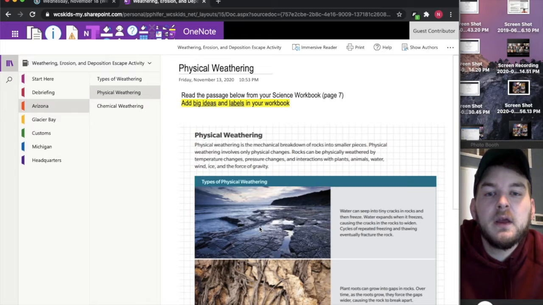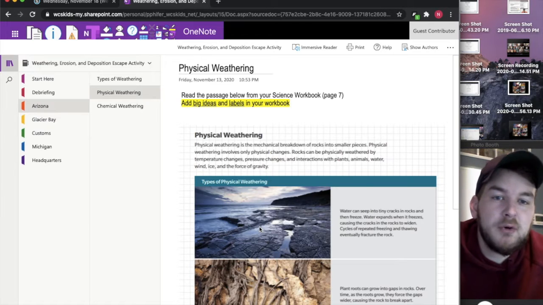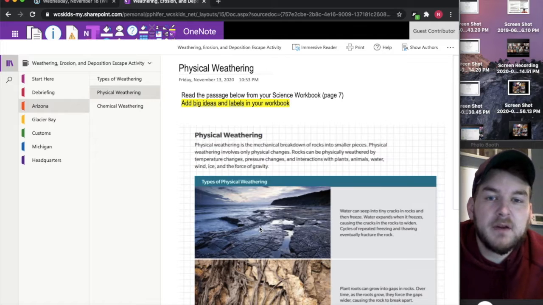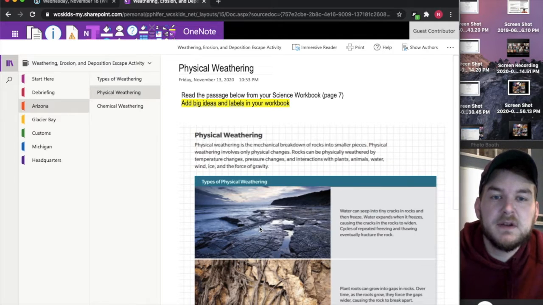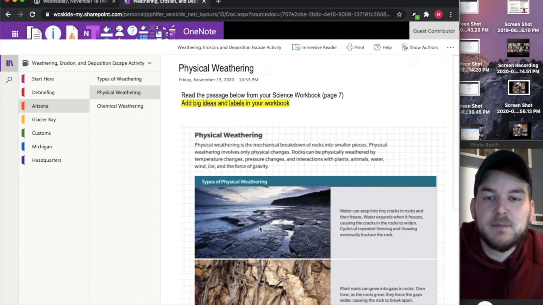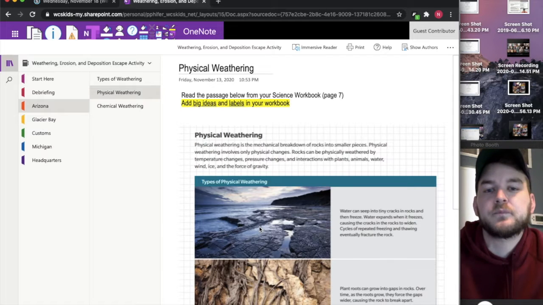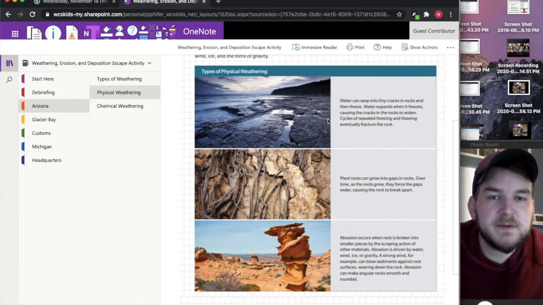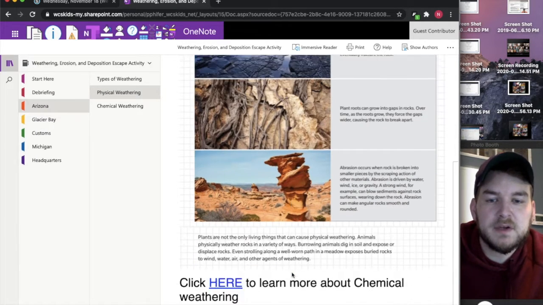Physical weathering. Physical weathering is the mechanical breakdown of rocks into smaller pieces. Physical weathering involves only physical changes. Rocks can be physically weathered by temperature changes, pressure changes, and interactions with plants, animals, water, wind, ice, and the force of gravity. So we have types of physical weathering where water can seep in and freeze and crack, plant roots, and abrasion.